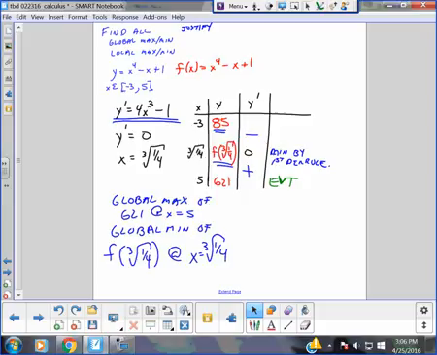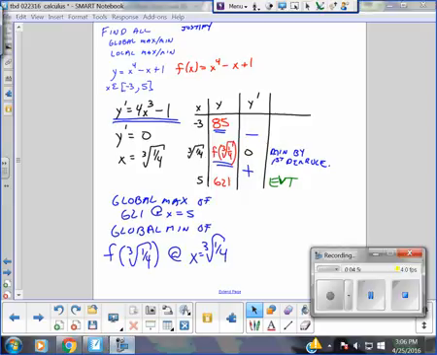Everybody keep practicing. This is a good warm-up problem. And on the AP, you're going to find a lot of things with endpoints. Every time there's endpoints on the AP, you got to check them.